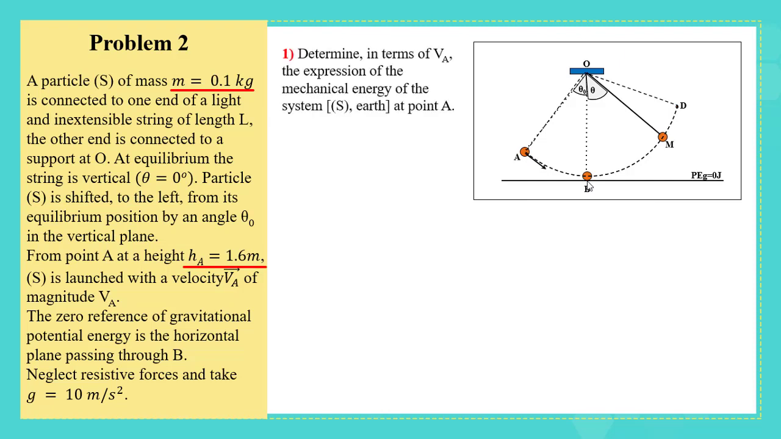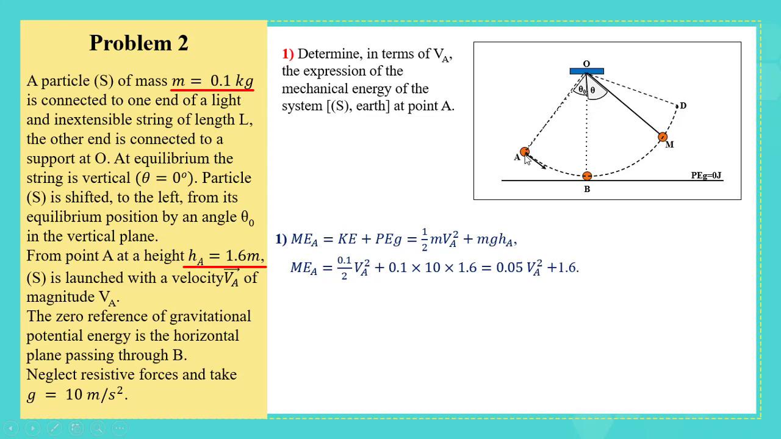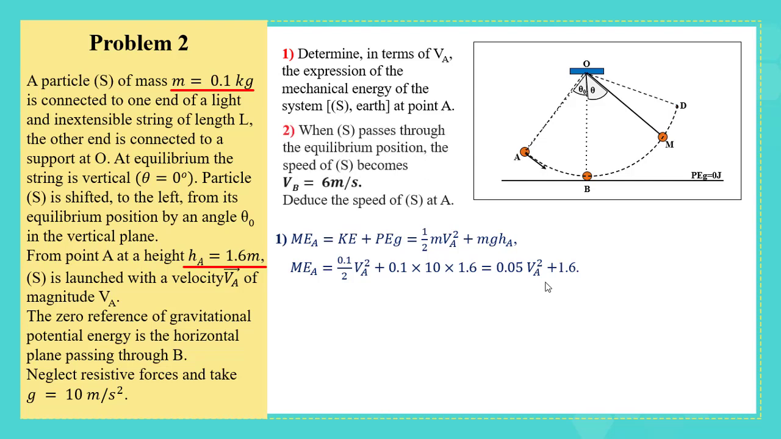The first part. Determine in terms of VA the expression of the mechanical energy of the system S-Earth at point A. Whenever they ask about the mechanical energy, we should directly write the expression kinetic plus gravitational potential energy. The kinetic is given as half m VA squared because the position we are dealing with is A, plus mgh. This particle is launched with a velocity VA and it was at a height 1.6. Replacing the mass by its value and the height, we get 0.05 VA squared plus 1.6.